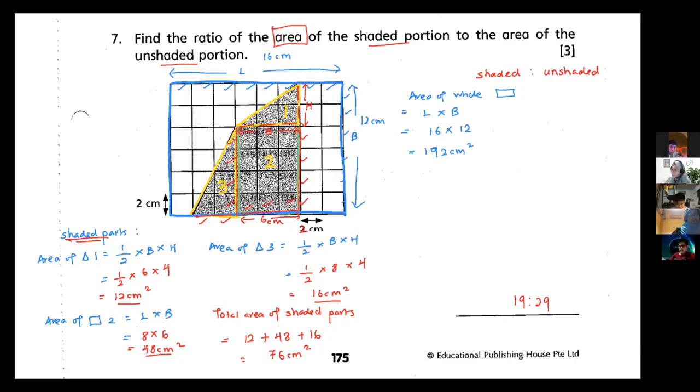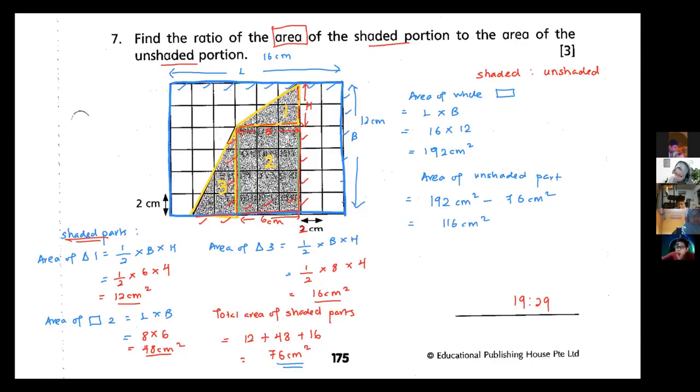Now, can we find the area of the unshaded part? Area of unshaded part, you take the whole area, 192 cm squared, and you take away all the shaded parts, which is 76 cm squared. This equals 116 cm squared.